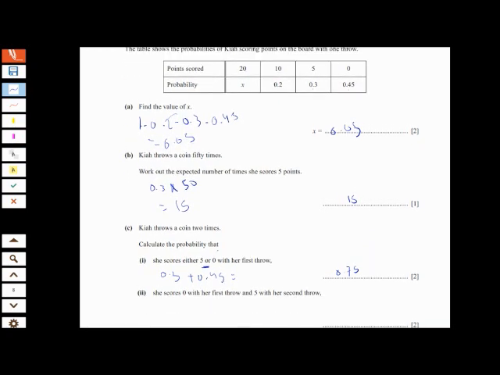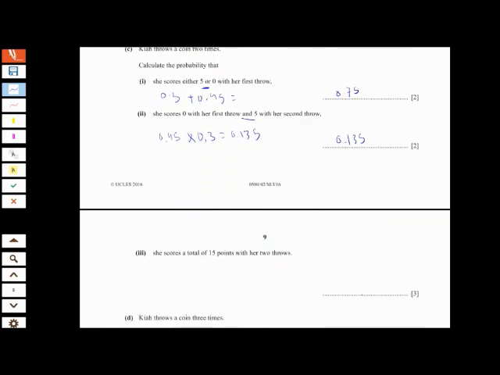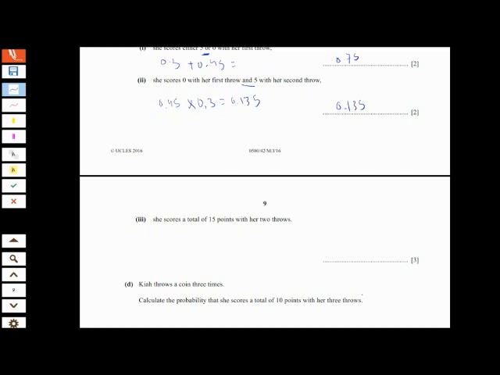And now she scores 0 with her first throw, and 5 with her second. "And" is the second keyword. When it's "and," you multiply. So 0.45, which is for 0, multiplied by 0.3, which is the probability of getting 5, and that is 0.135.